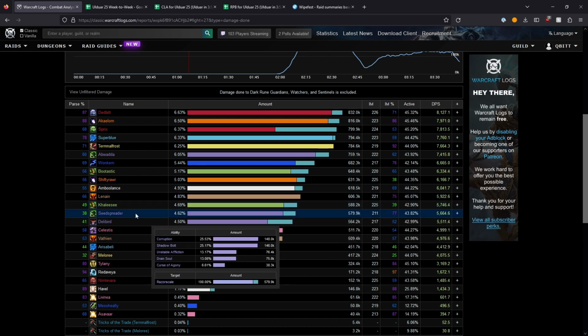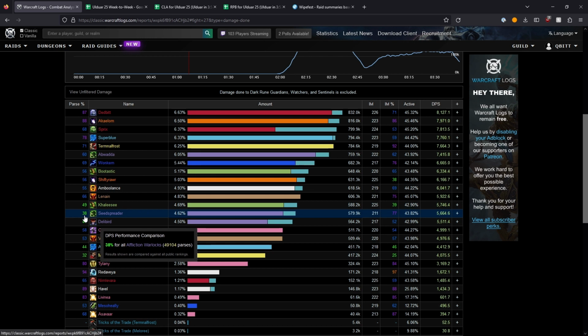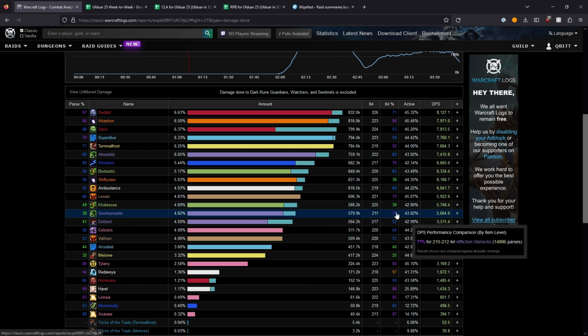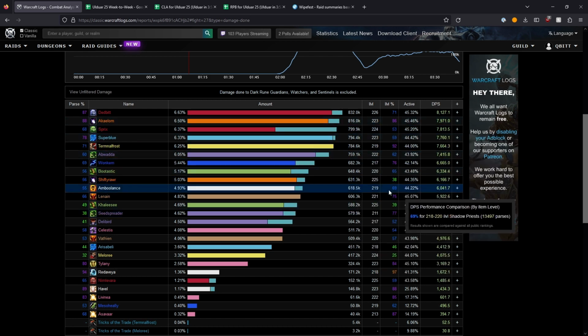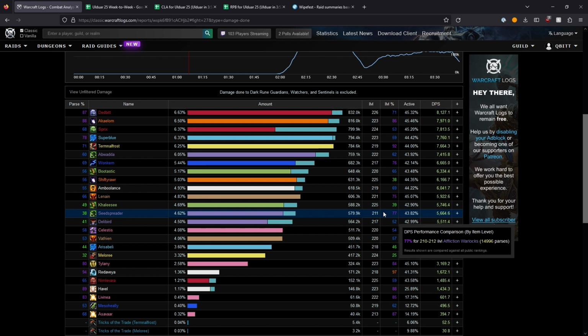Looking at Seed here, we've got a green parse over here, but we've got a purple parse over here. So he is outperforming other Affliction Warlocks at his gear level, and that's a strong indication he's being held back by lesser gear. We can also look at his item level, which is 211, and if we look at everyone else's item level, we can see he's fairly low. Of course, he just recently came back raiding. He hasn't gotten a lot of stuff, so that's what's going on there.